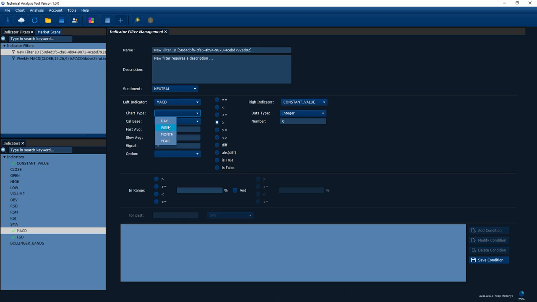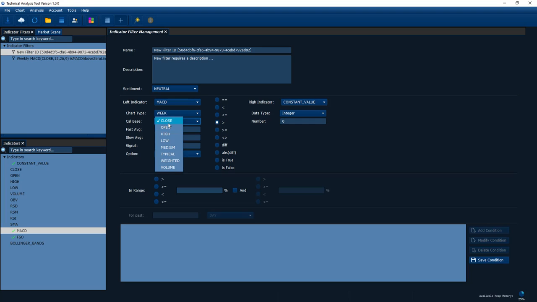First of all, you need to specify what chart type this condition is going to scan. If you want to scan the weekly data, you choose week. If you want to scan the daily chart, you choose day. Same with month and year. This time let's pick week because we're going to scan the weekly chart. For calculation base, usually you pick the closing price.